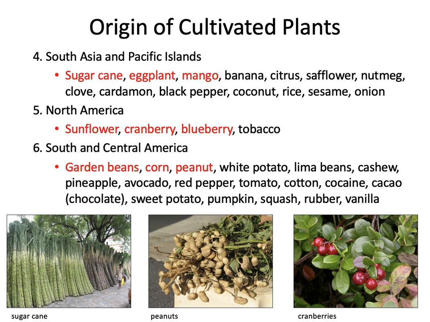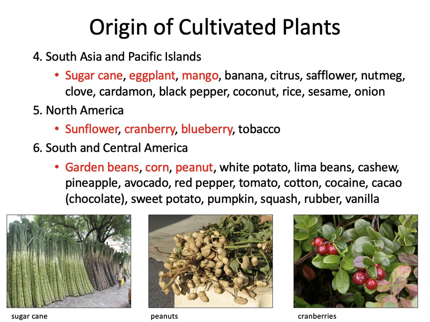And then finally 6, South and Central America. That is a huge list of crops. We're just going to look at a few. Garden beans, which are legumes, corn, which is a grain, so that's related to grasses, and peanuts, which are interesting because they form underground. Other types of crops include things like white potatoes, lima beans, cashews, pineapples, avocado, red pepper, tomato, cotton, and then different types of drugs too.